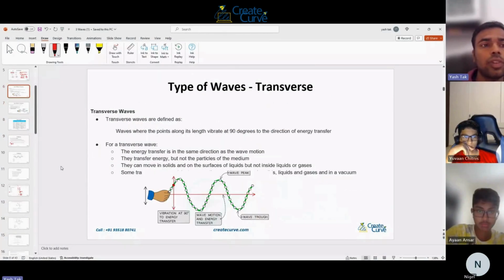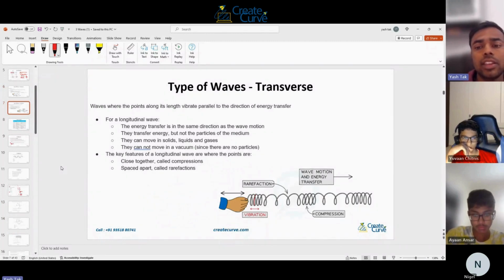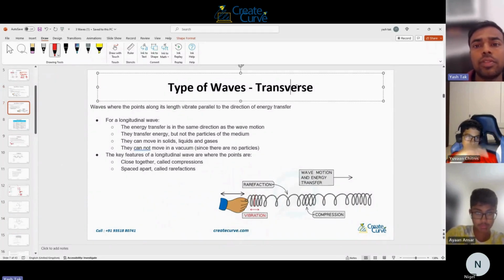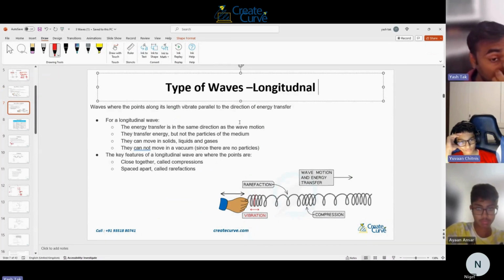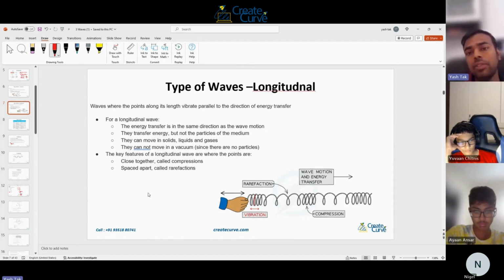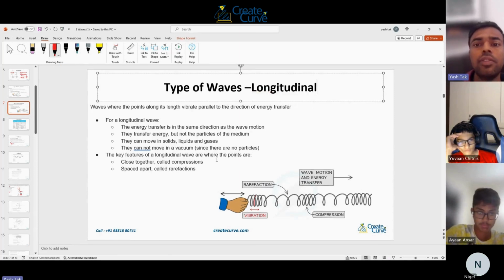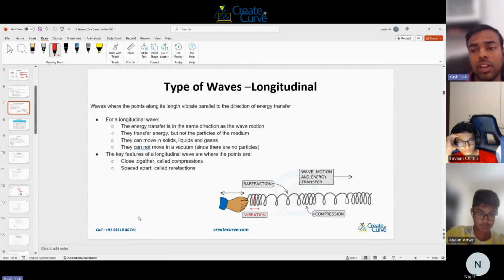The first type of wave we call the longitudinal wave. And the second type of wave we call the transverse wave. What is the core difference between longitudinal wave and transverse wave?